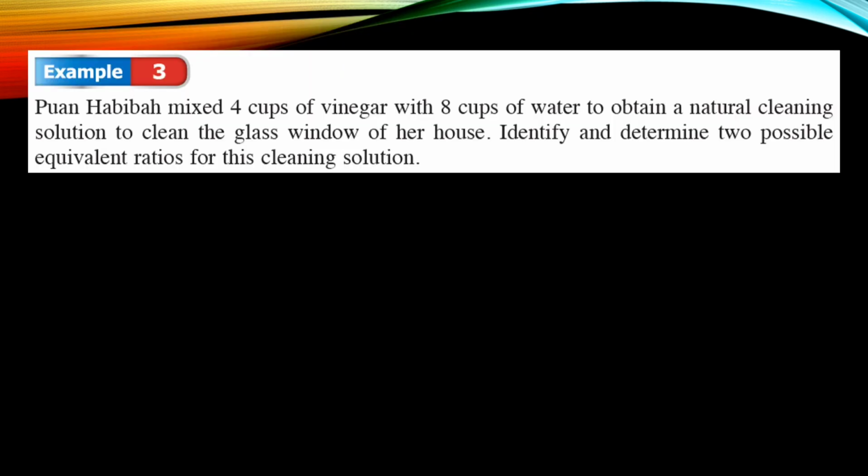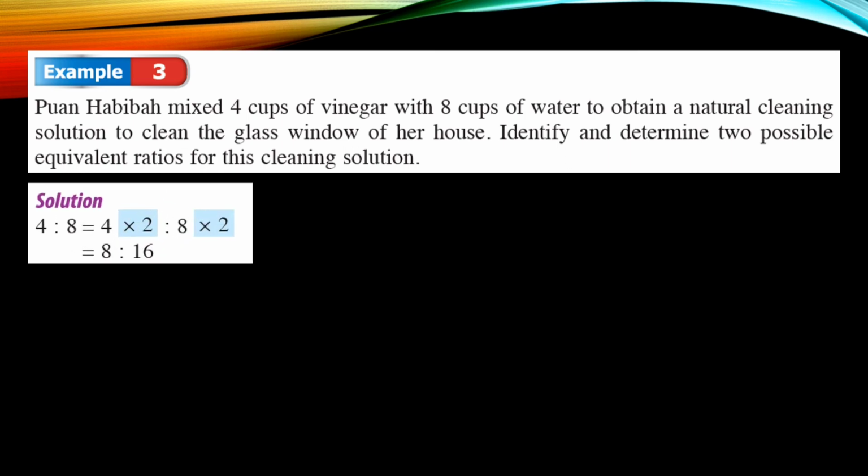3. Habibah mixed 4 cups of vinegar with 8 cups of water to obtain a natural cleaning solution to clean the glass window of her house. Identify and determine 2 possible equivalent ratios for this cleaning solution. So we need to give 2 possible equivalent ratios. The ratio given there is 4 cups of vinegar, 4 ratio 8 cups of water.